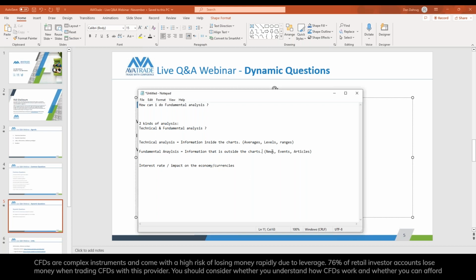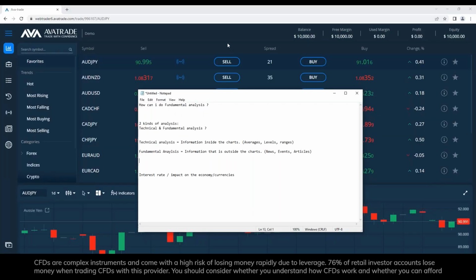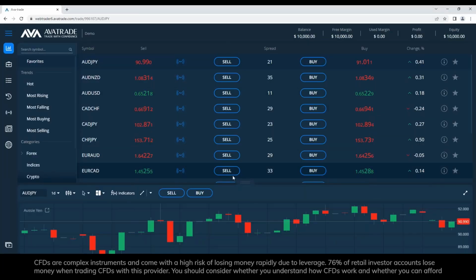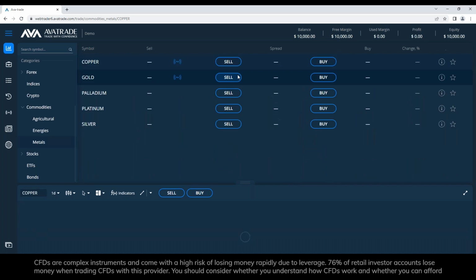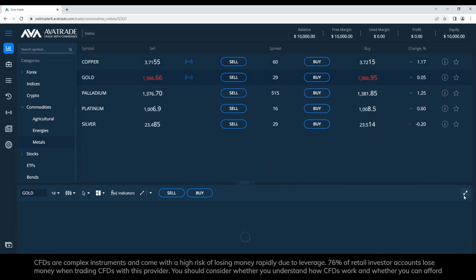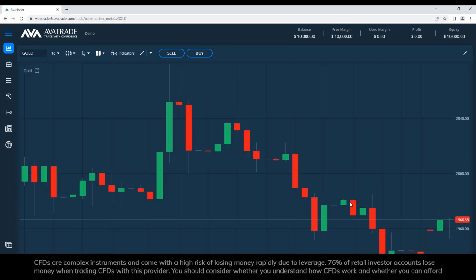Fundamental analysis, as it's written here, means that I'm not just looking at the chart and understanding how the asset is moving, I'm also understanding why it's moving. For instance, looking at gold, commodities, metals. Gold has a tendency, I think we spoke about it yesterday, to respond to what the dollar is doing, to what the economy is doing. And tomorrow we're going to have the non-farm payroll.